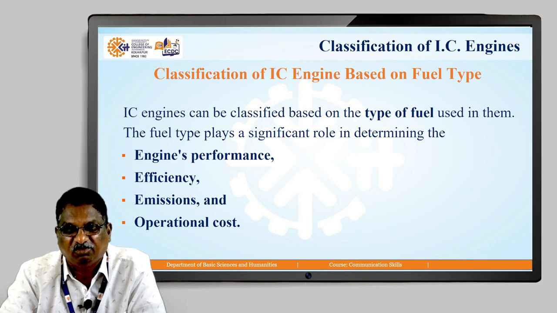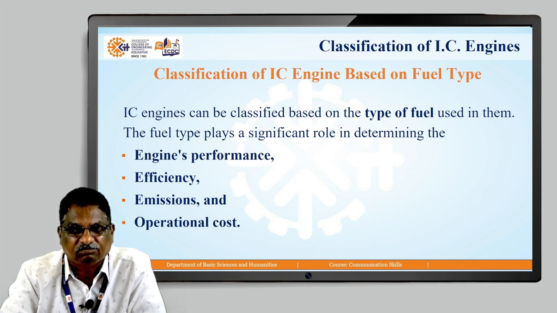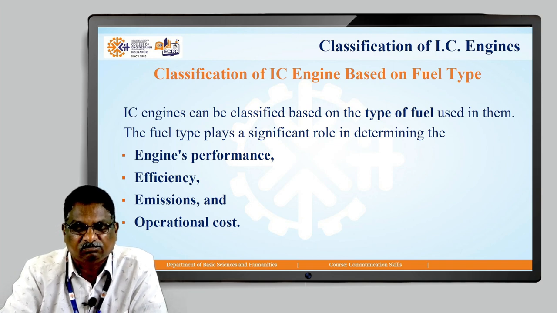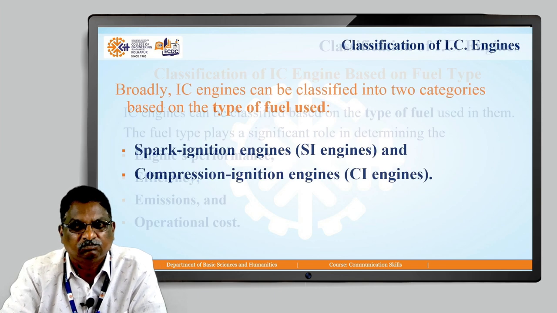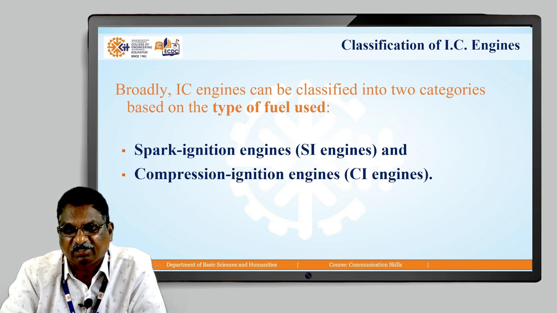Classification of IC engine based on fuel type. IC engines can be classified based on the type of fuel used in them. The fuel type plays a significant role in determining the engine's performance, efficiency, emissions, and operational cost. Broadly, IC engines can be classified into two categories based on the type of fuel used, that is SI engines and CI engines, spark ignition engines and compression ignition engines.